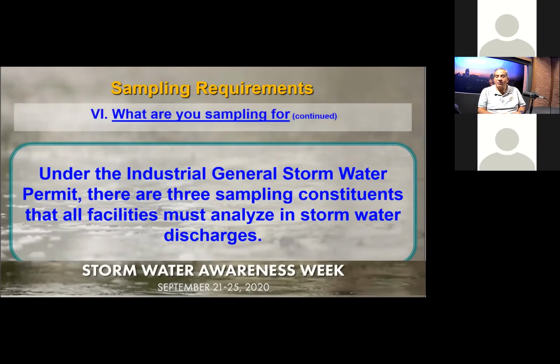Under the general permit, there are 3 sampling constituents that all facilities must analyze for in stormwater discharges. Okay, so now we talked about the fact that you have to sample, your type of monitoring, your monthly and your stormwater monitoring. You talked about qualifying storm events and when you're supposed to grab a sample, the 4 hours after start, all that. Okay, now we're going to talk about what it is you're supposed to sample for. First of all, I call it the 3 basics. Everybody, if they discharge and are under the general permit, had to grab three basic sample constituents, okay?